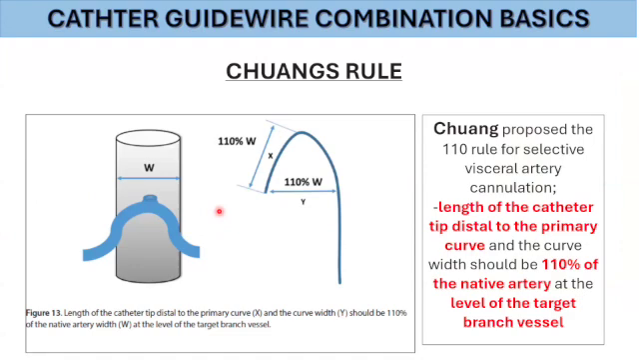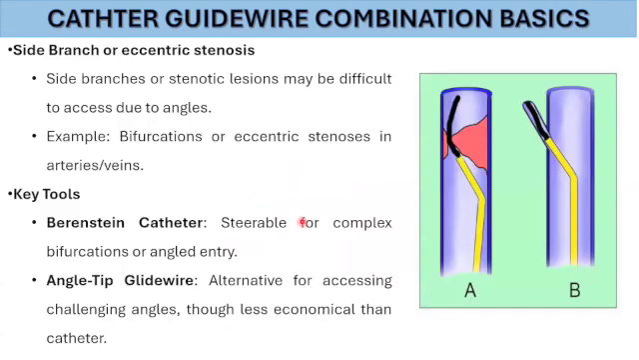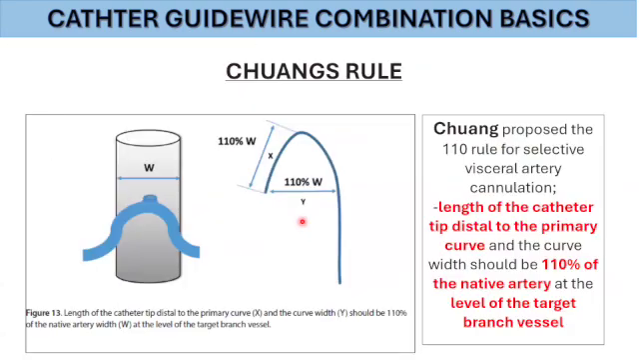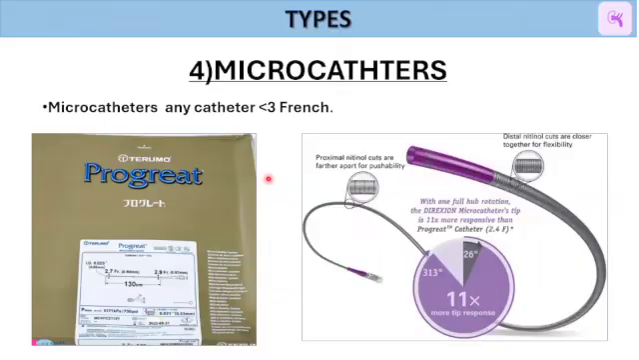Chuang's rule. Chuang was a person who gave this rule that the length of the catheter tip distal to the primary curve and the width of the curve should be at least 110% of the vessel. So this helps us in selecting. Tell them which is the primary curve and which is the secondary curve. I'll just go back to the slide, sir.